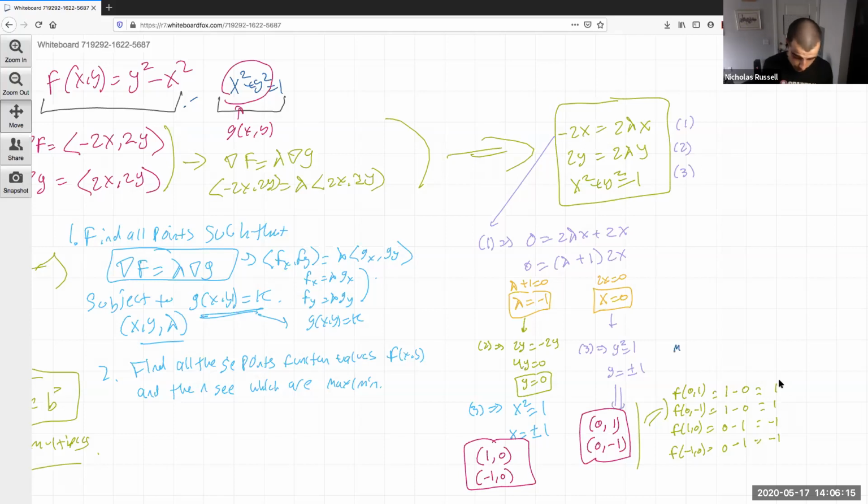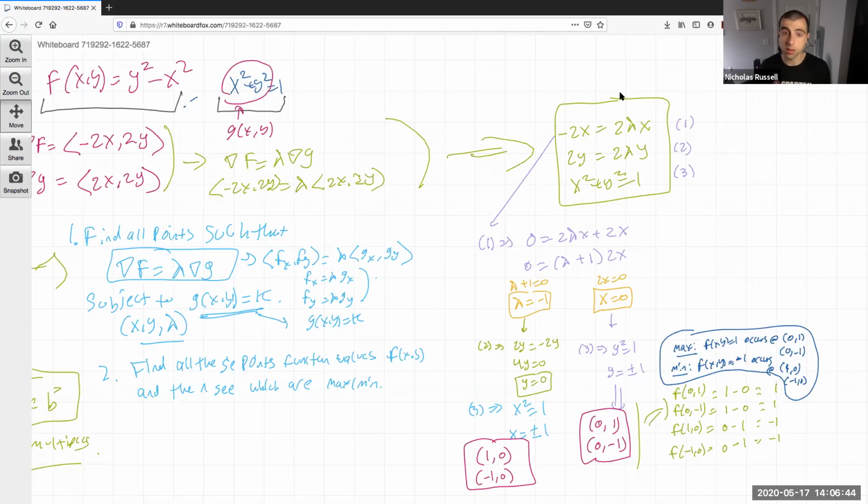The max is where f(x, y) is equal to 1, and this occurs at 2 points: (0, 1) and (0, -1). And we have minimums, where f(x, y) is equal to -1. That's the lowest value it's going to be, and this occurs at 2 points, (1, 0) and (-1, 0). And this is my answer to my question.